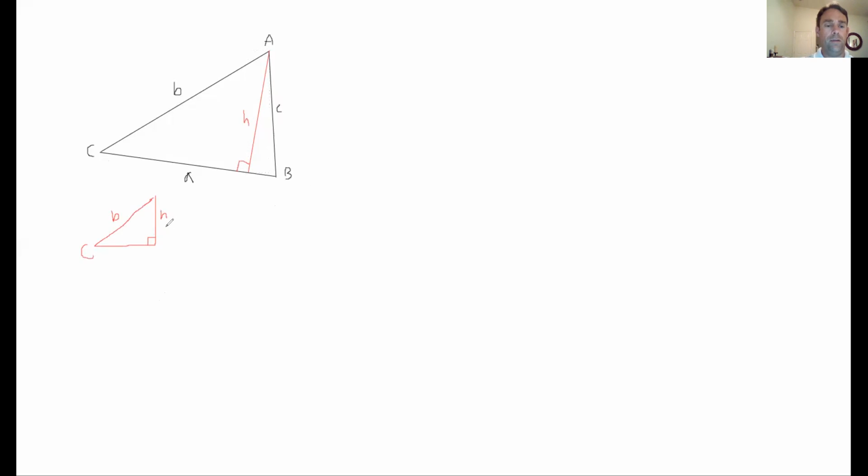So when they did that, they found out that the height would be the sine of C equals the opposite over the hypotenuse. So that means the height would be the same thing as B times sine of C.